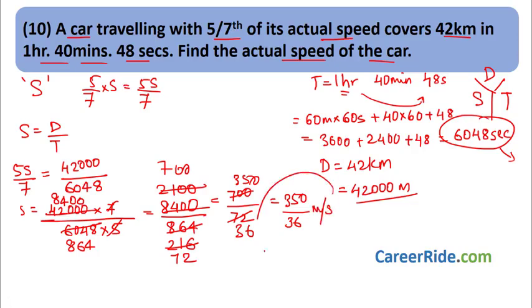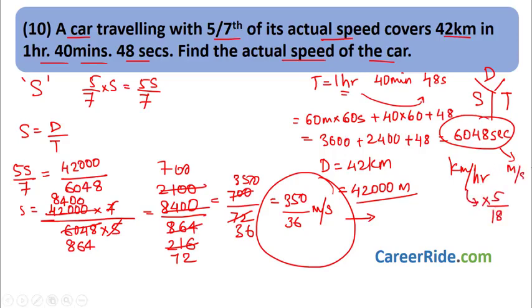Now if this is the answer, and if we want the answer in kilometers per hour, just convert this. How to convert meters per second into kilometers per hour? Whenever we have kilometers per hour and we want meters per second, we simply multiply by 5 upon 18. So if we want meters per second to kilometers per hour, we'll divide by 5 by 18. Division by 5 by 18 is nothing but multiplication by 18 by 5. We know this gets reversed, correct?